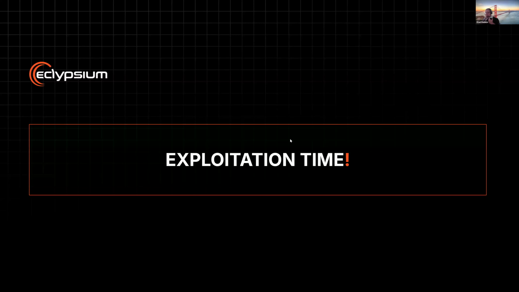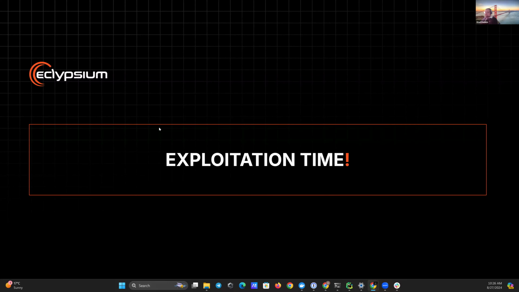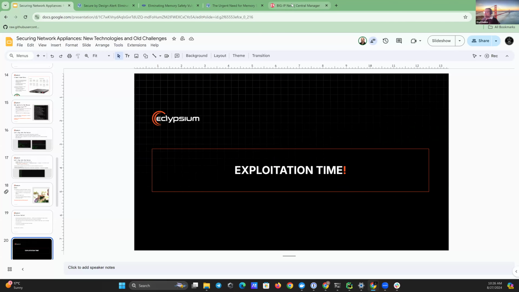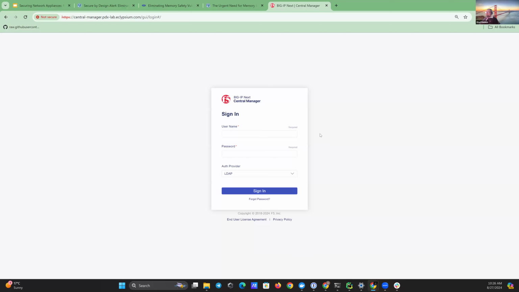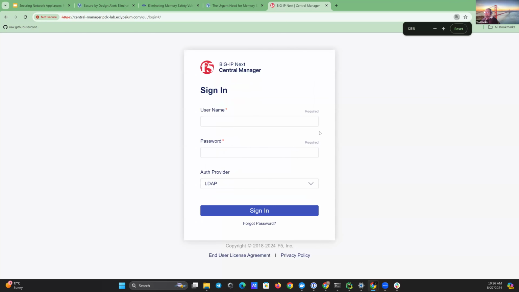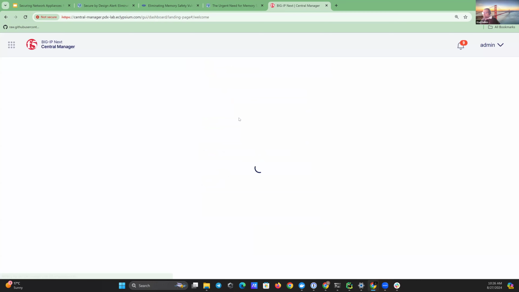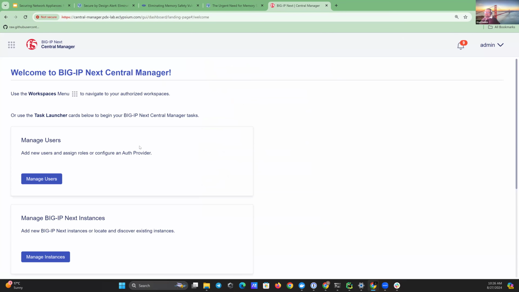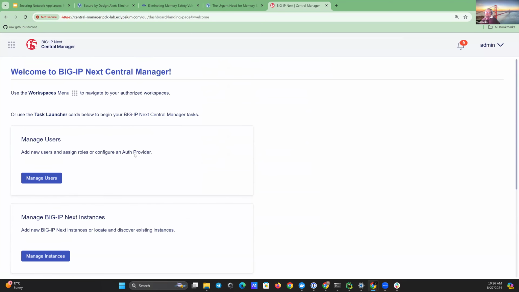So let's see some practical exploitation demos. First of all, this is what the login window of the platform we'll be exploiting looks like. Let me actually log in and showcase the platform a little bit. Right, so this is what we will be pretty much trying to dissect today.